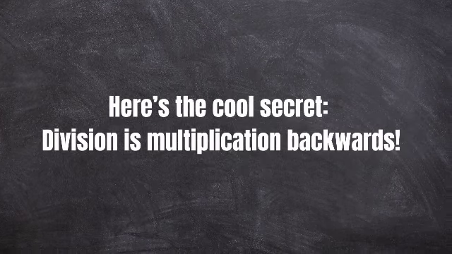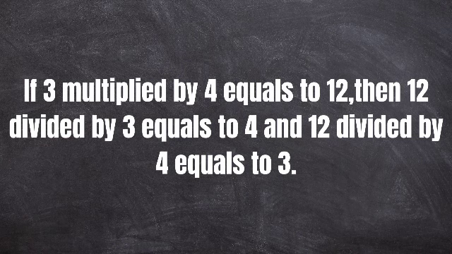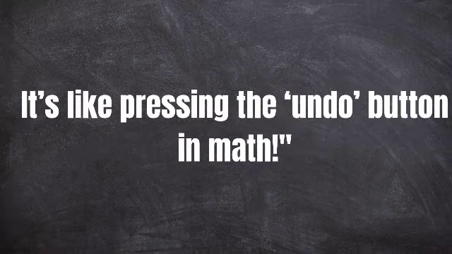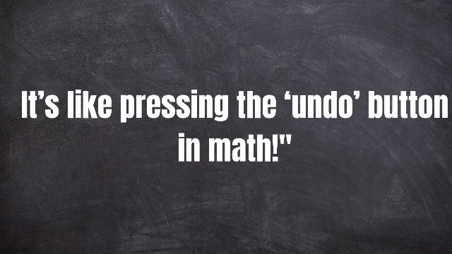Here's the cool secret. Division is multiplication backwards. If 3 multiplied by 4 equals 12, then 12 divided by 3 equals 4, and 12 divided by 4 equals 3. It's like pressing the undo button in math.